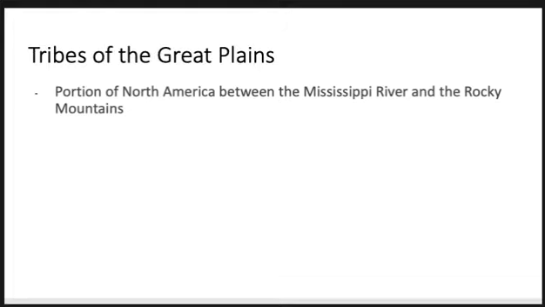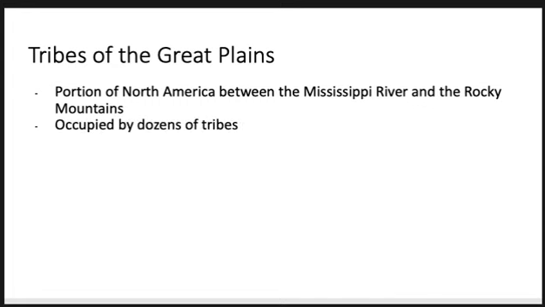First of all, the part of the United States we're going to be looking at is the Great Plains. The Great Plains describes the portion of North America between the Mississippi River and the Rocky Mountains. So what is west of the Mississippi River and east of the Rocky Mountains, places like Denver and Aurora, Colorado, would fall into the Great Plains. And so the tribes that lived here would be considered tribes of the Great Plains.